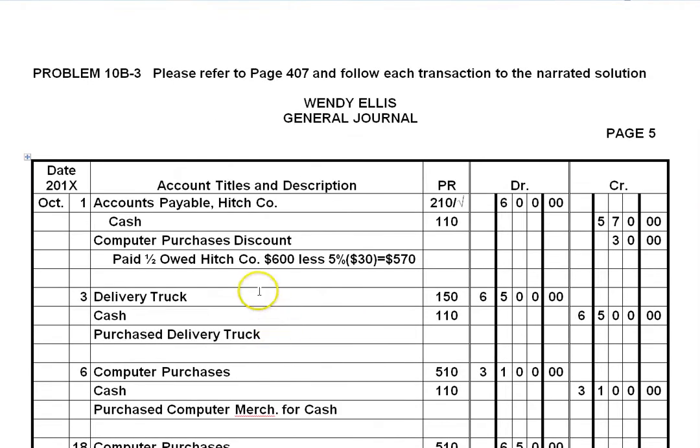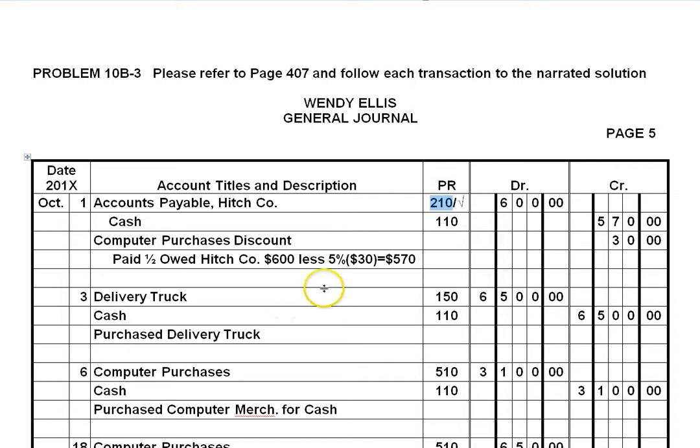Now, with respect to that, we debit accounts payable. Of course, you reduce accounts payable as you would reduce any liability, and as you see, it was posted to the subsidiary ledger by that check mark there. It will also be posted to the control account in the general ledger, which is account number 210.